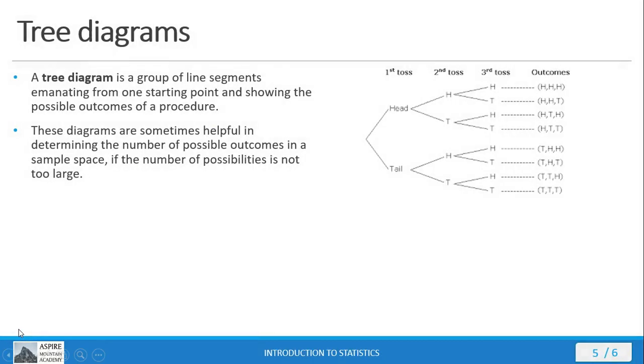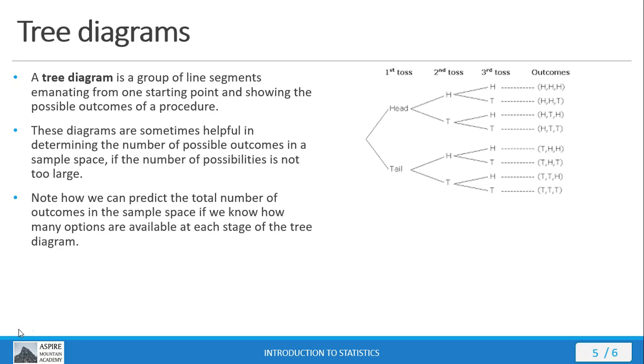Let's talk for a moment about tree diagrams before we wrap this up. Tree diagrams are what you see here. It's just a group of line segments that emanate from a starting point, and they show the possible outcomes for a procedure. These can be very helpful for figuring out what your sample space is and how many items you have in it. But it's really only that helpful if the sample space is kind of small. If your sample space gets really huge, these trees can get really big. So it's only useful if the number of possibilities you're looking at is pretty limited.